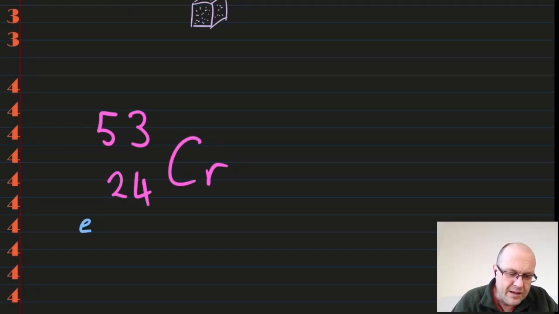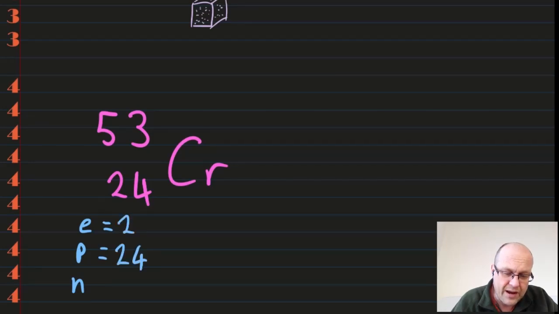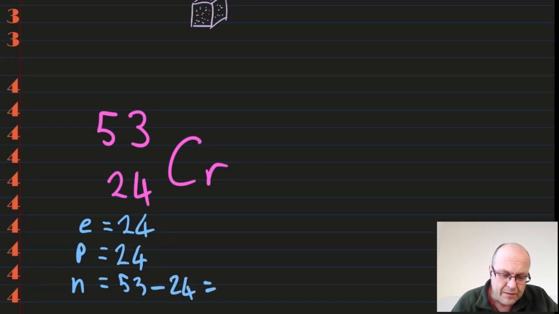Question 4, to separate the zeros from the ones. So we've got E, P, N. Atomic number is the number of electrons, which is also the number of protons in a neutral atom. And the difference is the number of neutrons. That's 29. Okay. So that's going to be C.